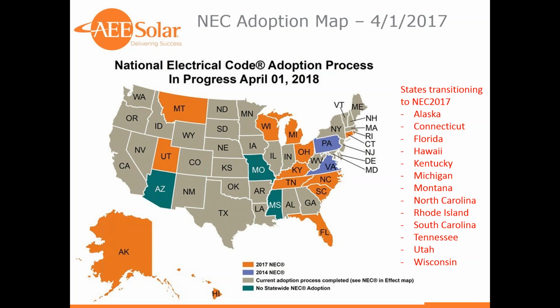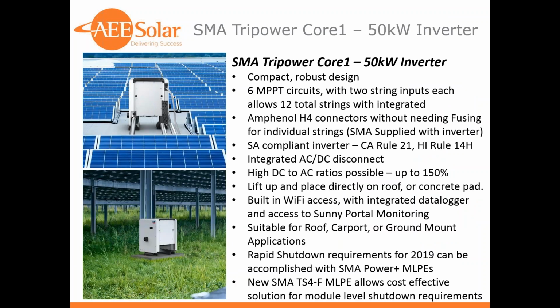So this has been one of our star performers this year, the new SMA Core 1 50 kW inverter. It's about the size of a college dorm fridge that you send with your kids to college. Being a nice, compact, robust design, they completely redesigned. They went away from their tri-power inverter line that has been a mainstay of commercial installations for many years. This is a completely new design with high efficiency.